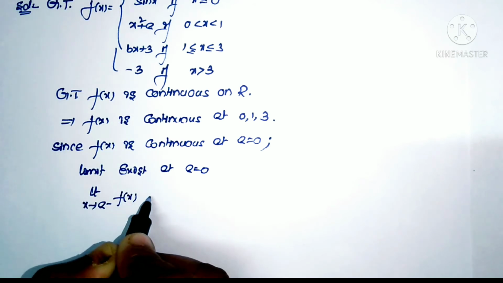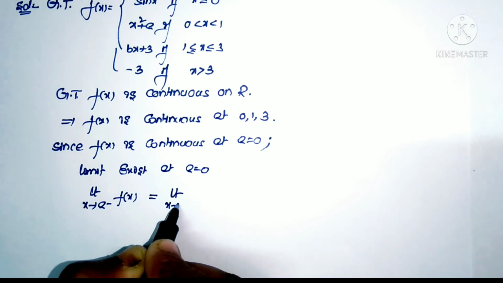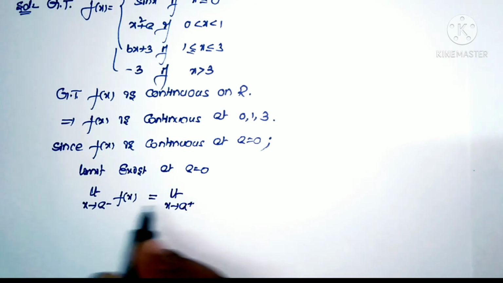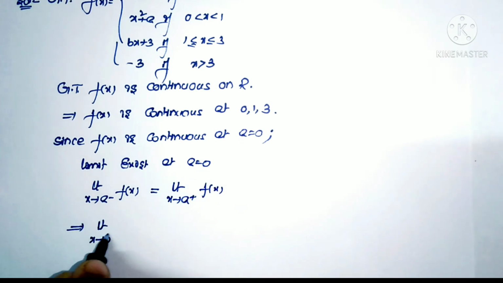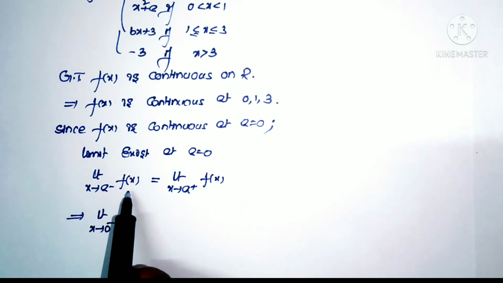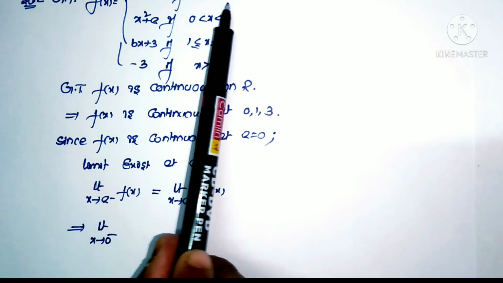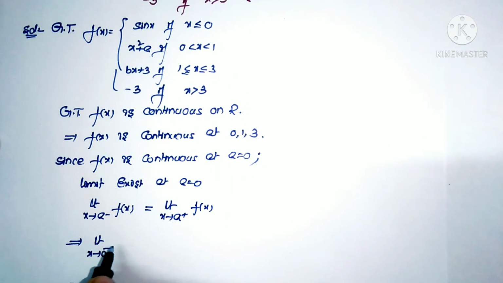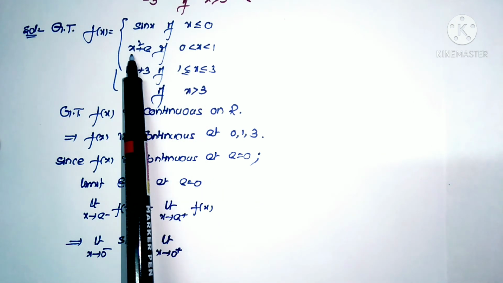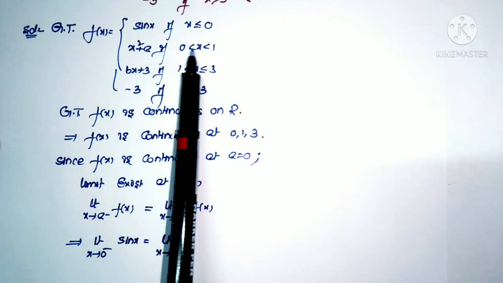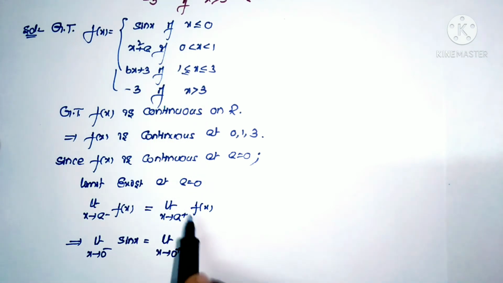That is, limit x tends to a minus f of x is equal to limit x tends to a plus f of x. Here a is equal to 0. What is the f of x function at 0 minus? At 0 minus, the function is equal to sin x. Sin x is equal to limit x tends to 0 plus, x greater than 0, where the function is equal to x square plus a.